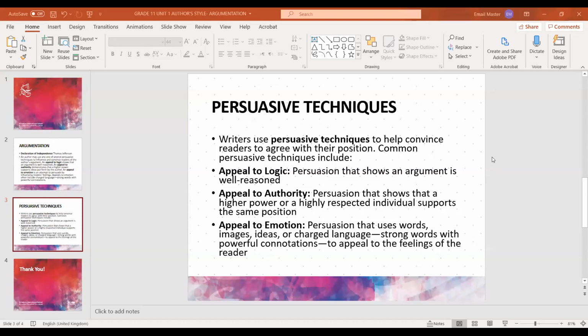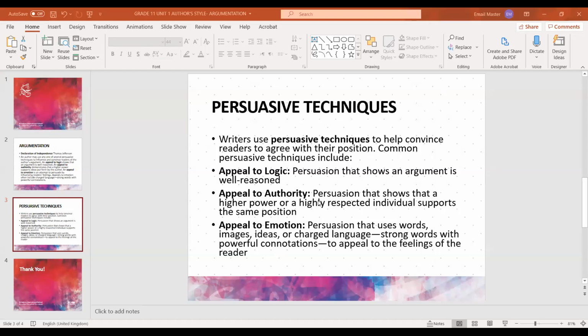So persuasive techniques, writers use them a lot, and you also use them in your writing as well in the past. The writers use them to help convince readers to agree with their position. So common persuasive techniques include appeal to logic, persuasion that shows an argument is well reasoned. You show evidence, proof to prove your point.